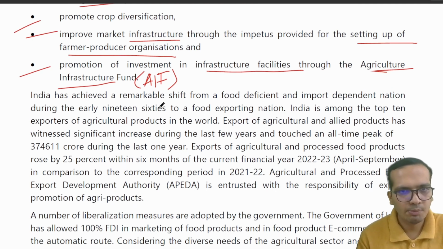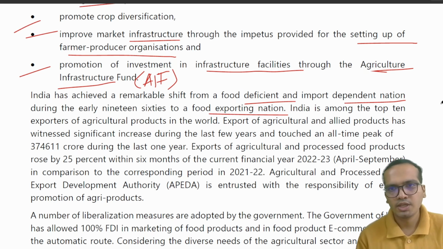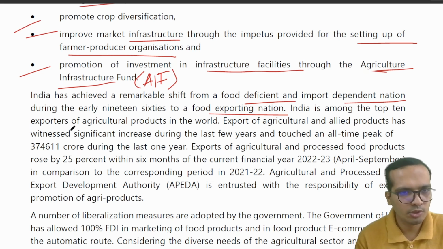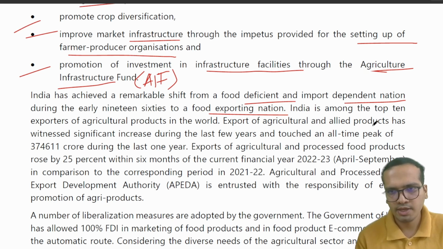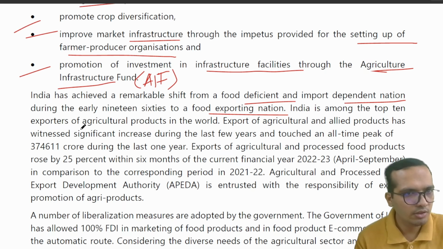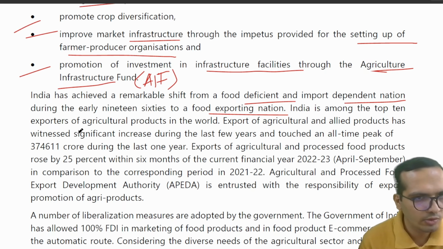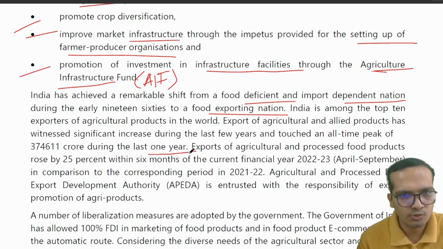India has achieved a remarkable shift from a food deficient and import dependent nation during the early 1960s to a food exporting nation. India is among the top 10 exporters of agriculture products in the world. Export of agriculture and allied products has witnessed a significant increase during the last few years and touched an all-time peak of 3,74,611 crores during the last 1 year.